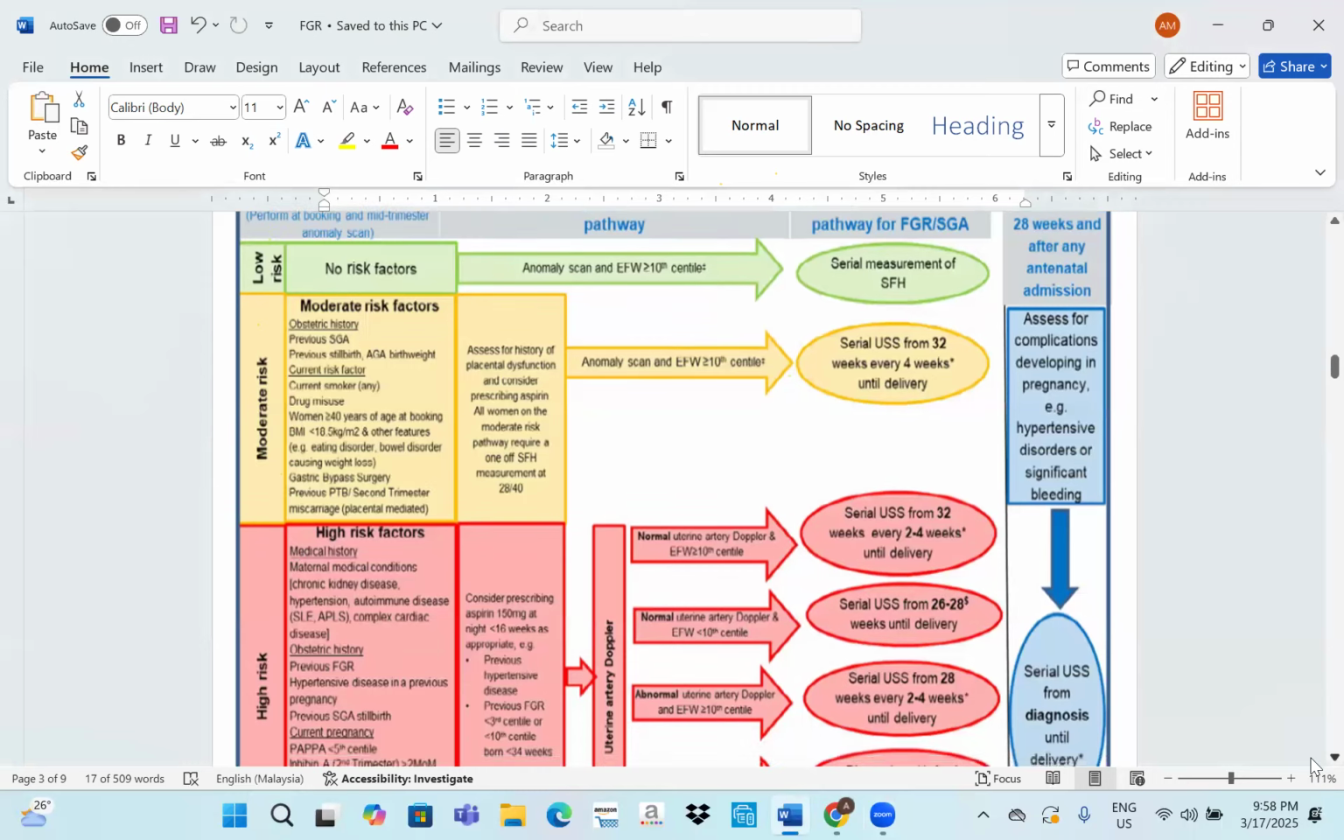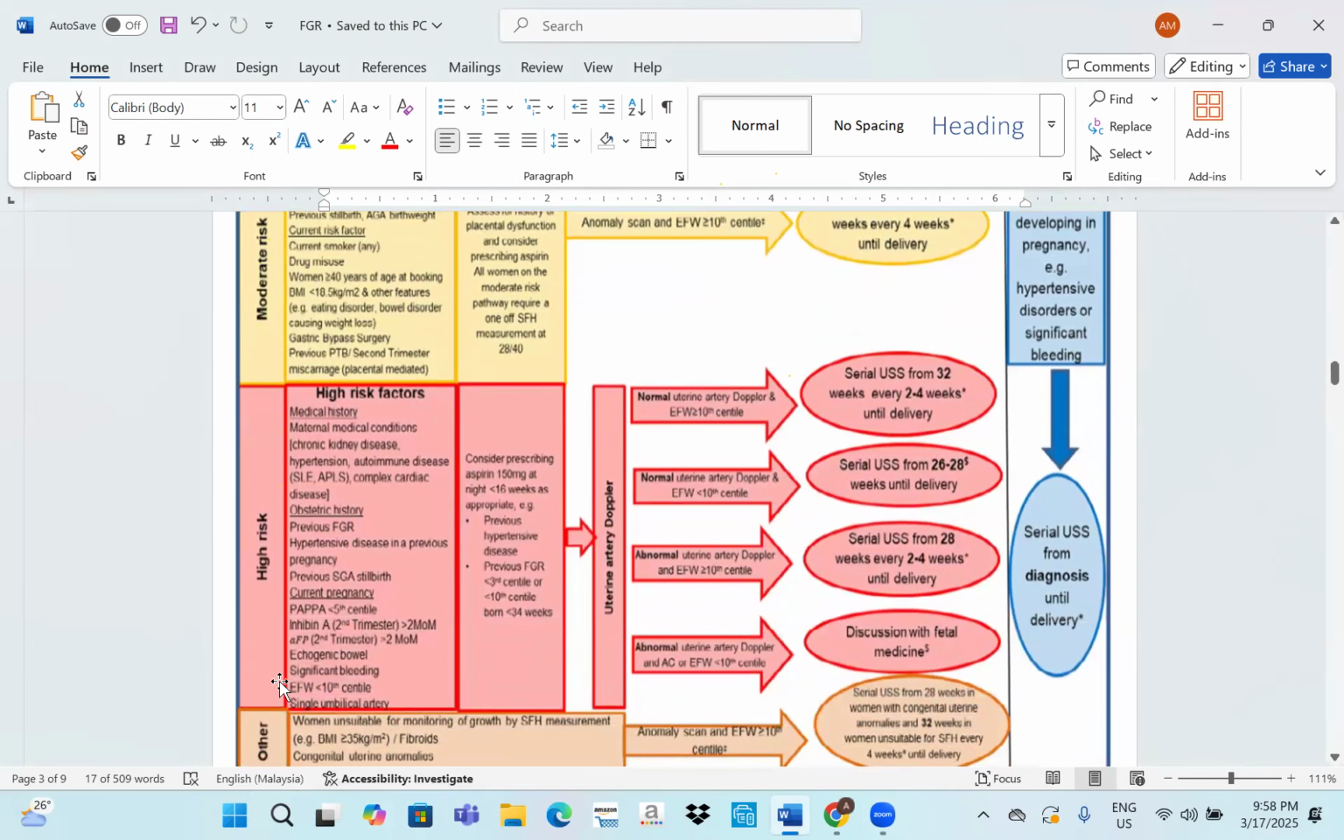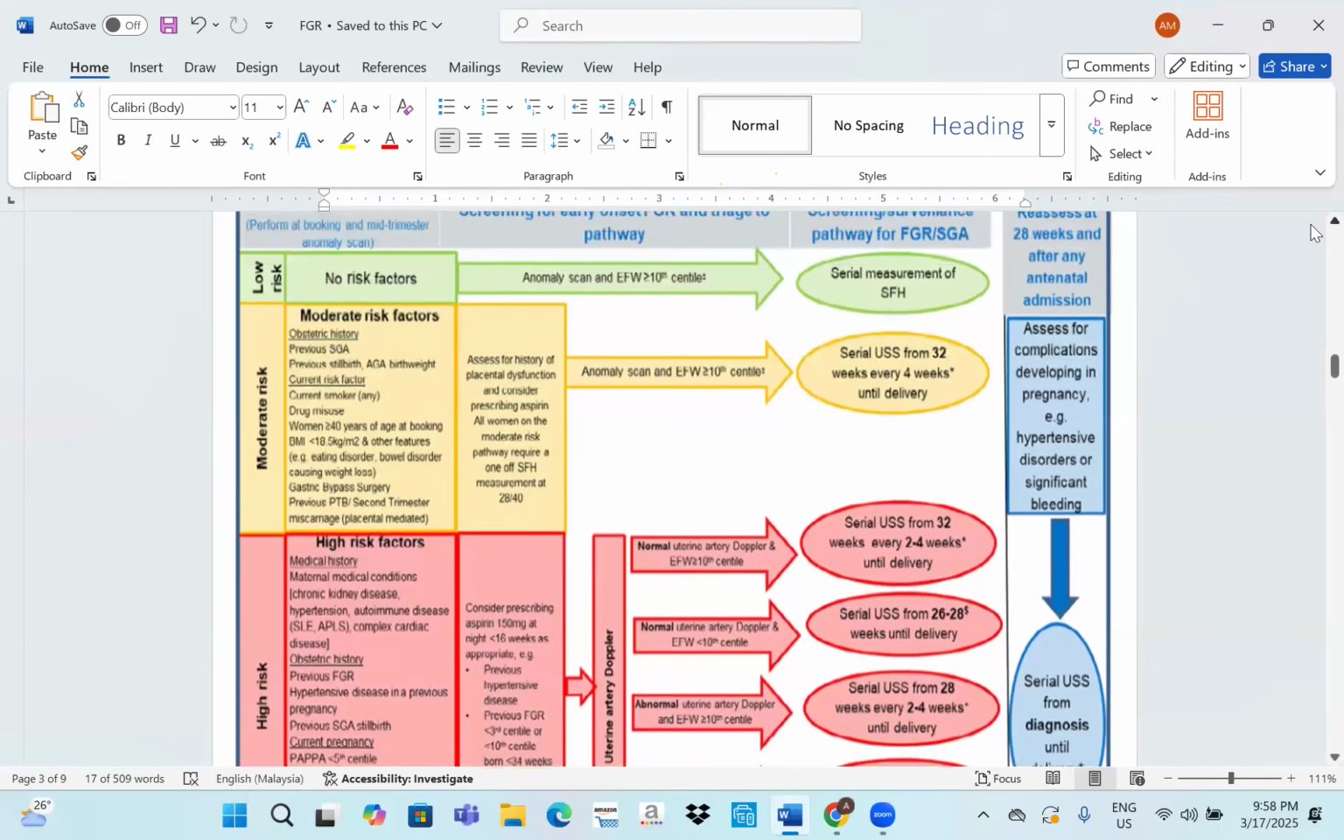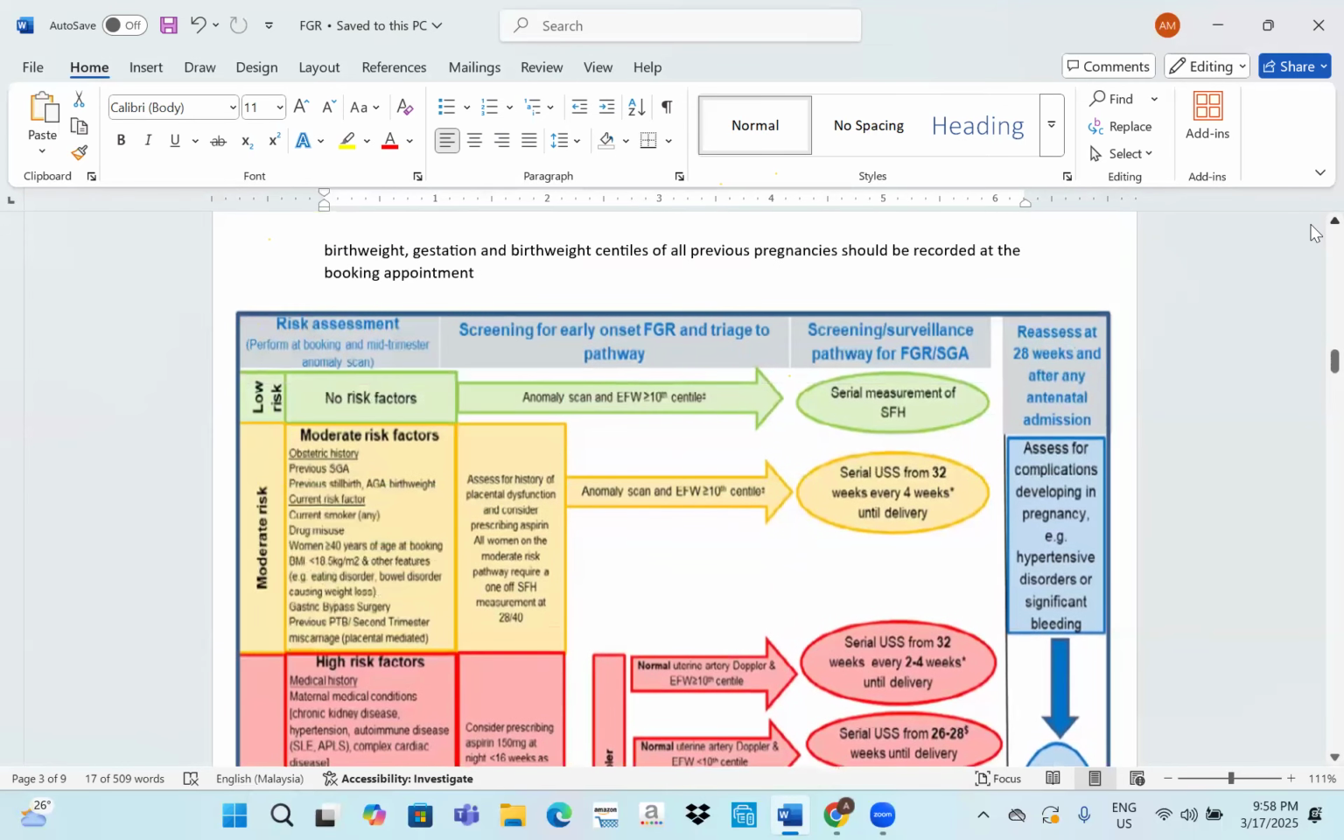Wait, let me show you. Here you see, this patient, estimated fetal weight less than 10 centile is a high risk factor, and this patient you will subject to uterine artery Doppler. Is it clear now? The pathway for the low risk patient will change suddenly if her estimated fetal weight is less than 10 centile. Clear now? Okay. If less than 10 centile, that I will just tell you in a while. Wait.